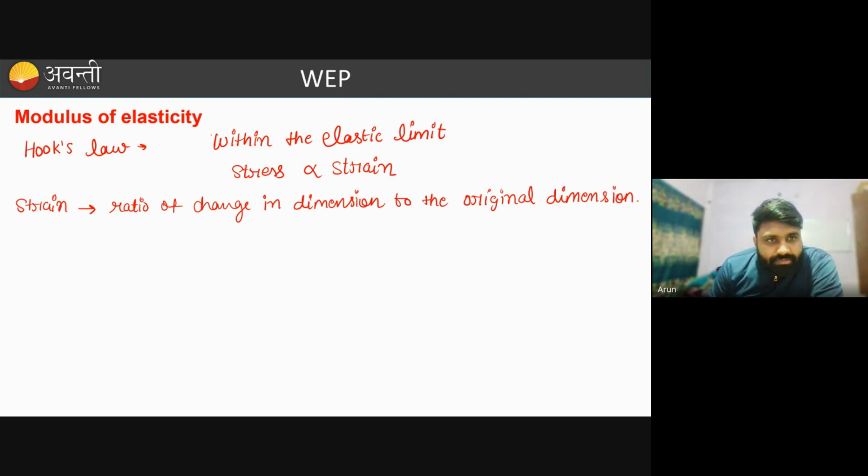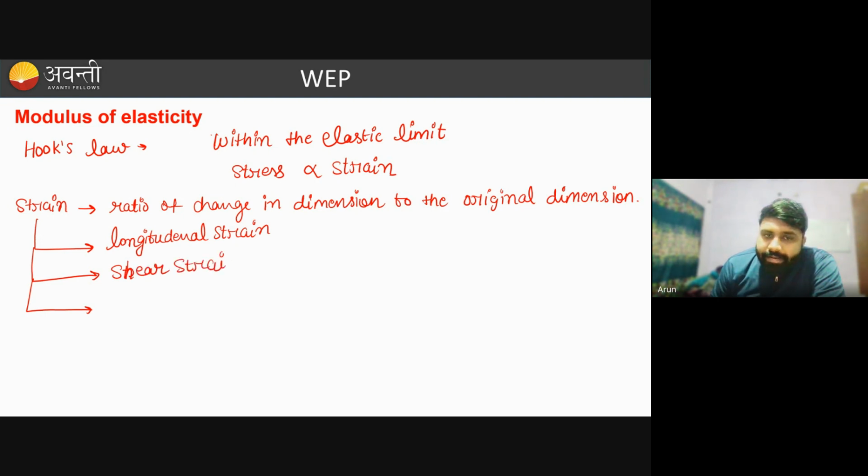These are also of three types, because we have three types of stress. Based on that, we have three types of strain: longitudinal strain, shear strain, and bulk strain, or you can say volumetric.